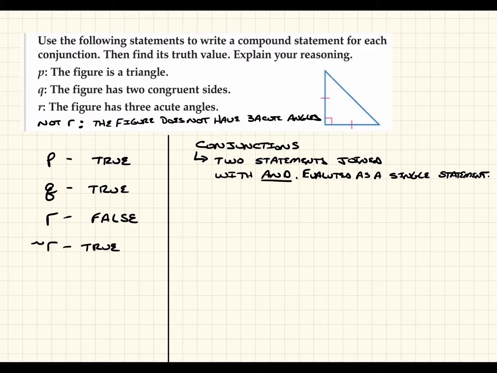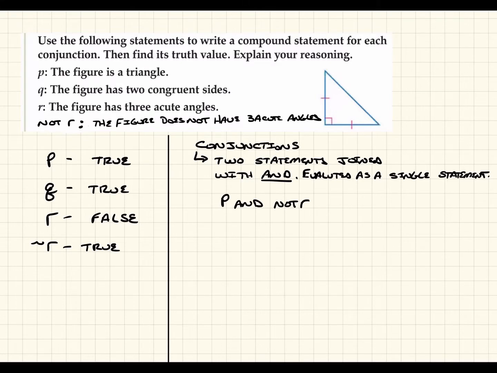Down below, we take a look at this. The little tilde before the R means "not." So that statement in shorthand, not R, is true because the figure does not have three acute angles. Good so far? Let's take a look at a conjunction using not R.